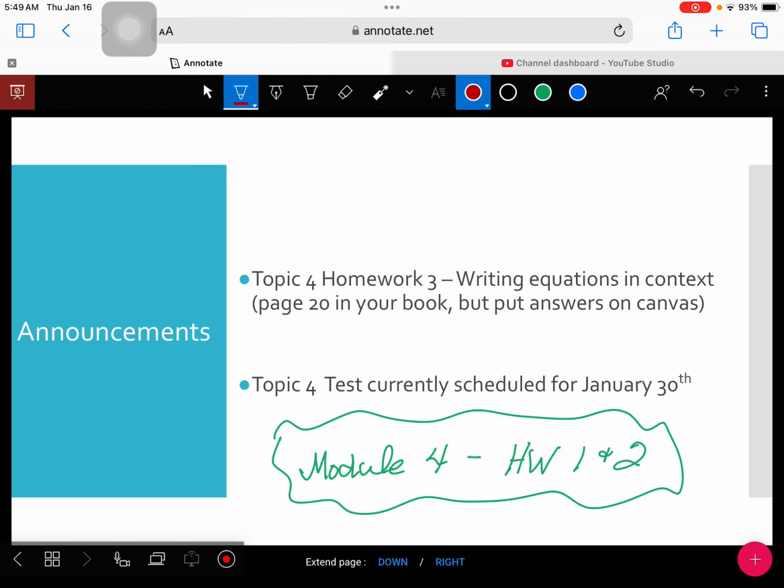And then, here we go, topic 4, you can now do homework number 3, writing equations in context. Page 20 in your book, put your answers in Canvas. So again, this is in Canvas. Topic 4, homework number 3. Okay, so you've already had module 4 homework problems, or homeworks 1 and 2. Now you can do homework number 3.